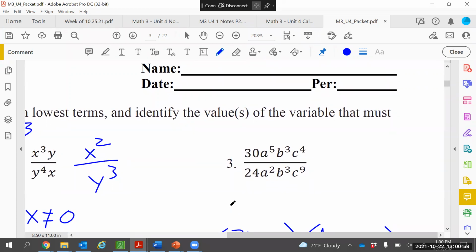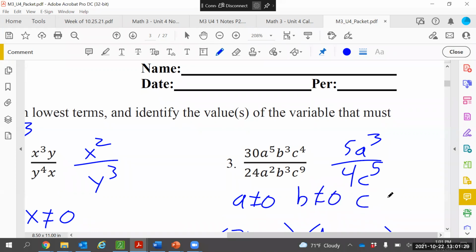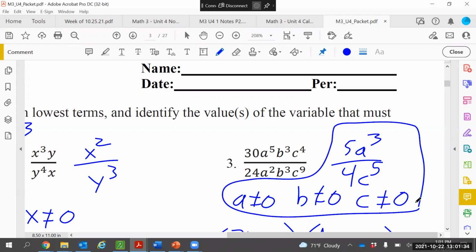Tim, did you reduce this? What did you get for your final answer, Tim? Anybody got anything different than that? Nope, I think most of you got that when I was just walking around. That looked good. But we do need excluded values again. So Kalia, can you give me some excluded values here? A cannot be 0. Yep, all 3 of them. None of them can be 0. Are we good there? Okay, back to the notes then.